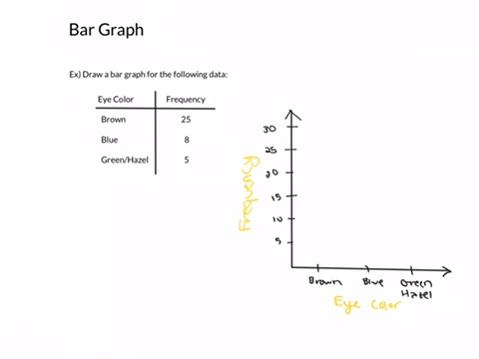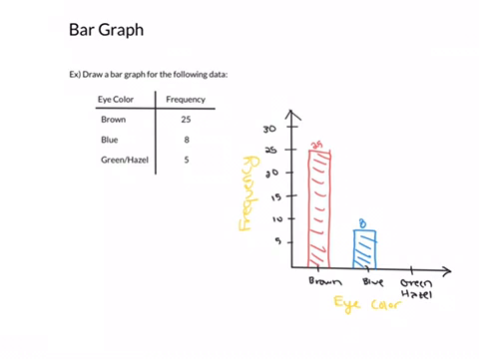For the brown category, I want to draw a rectangle that goes up to 25. Do my best. I'll shade it in. And if you want to be cute, you could switch colors. So for blue, I will use the blue, and we'll go up to about 8. And if it's not perfect or you're worried that it's not clear, you could even label the bars, just so everybody knows the actual label.